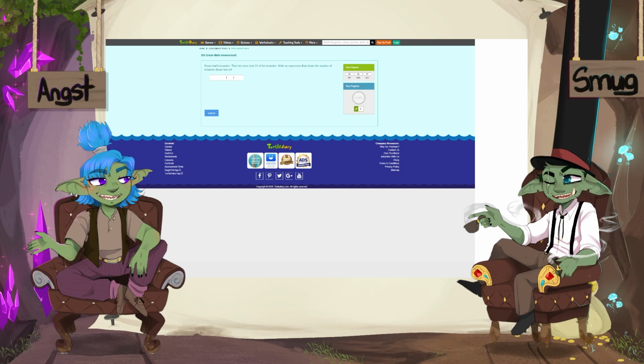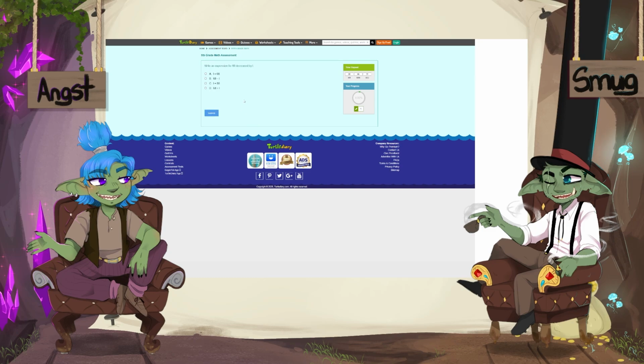Brownies. Okay, this can't be that hard. Write an expression that shows brownies. Okay, B is brownies. I could be wrong. Is it like B minus 31? That's what I'm thinking. Do we have to do equals? No. Just B minus 31. Hit submit. Oh, it's not going to tell us.